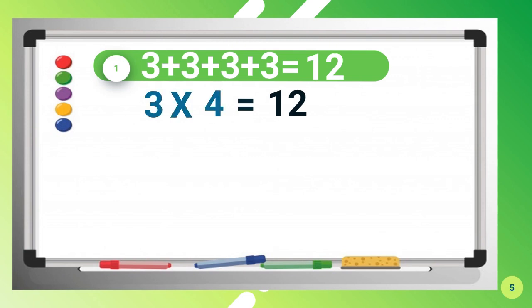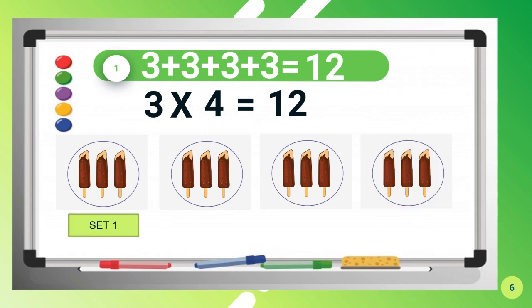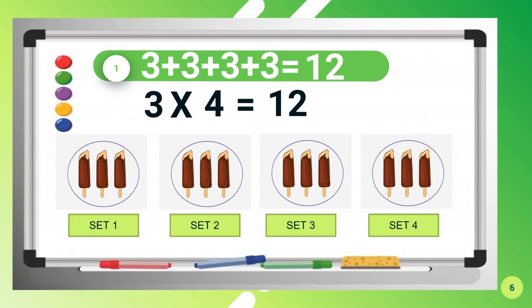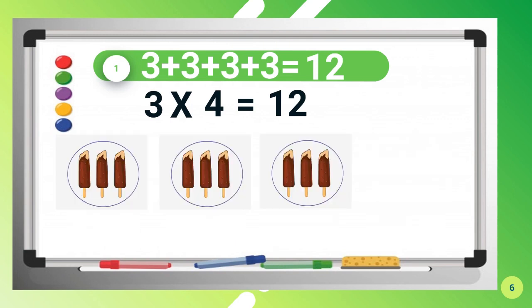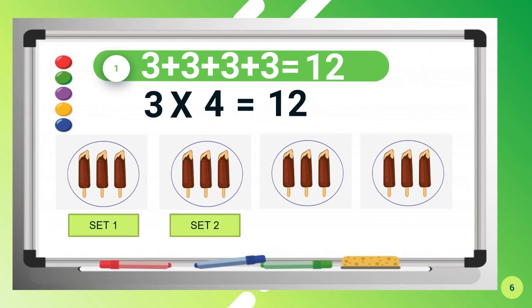Another way we can write this addition problem is by 3 times 4 equals 12. We use the X symbol, or we read it as times, to tell us that we are multiplying. It means that we are adding the same number over and over. We can visually show 3 times 4 equals 12 like this. There are 3 ice creams in each set and we have 4 sets. The total number of ice creams is 12.